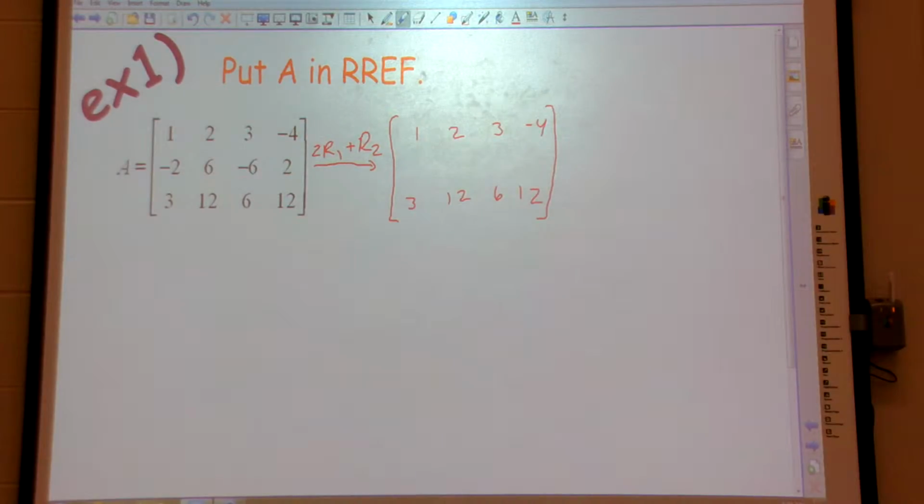Ooh, I like that bottom row. I like those multiples of 3. That's nice when you want to get a 1.